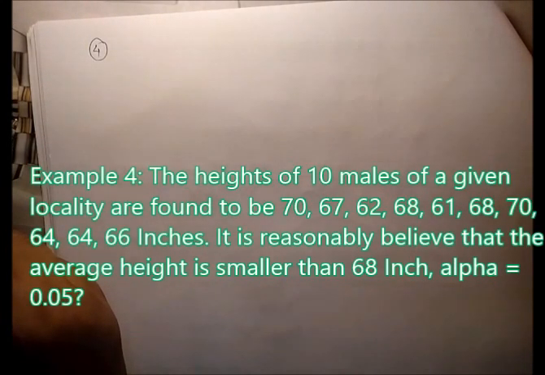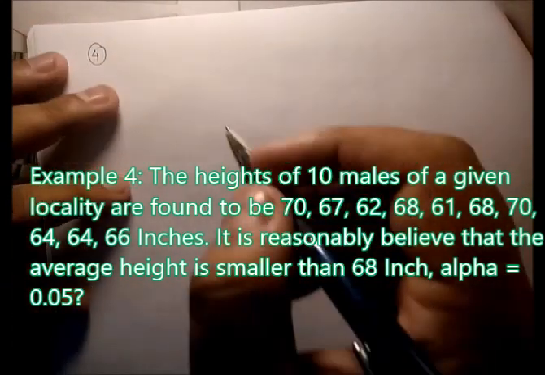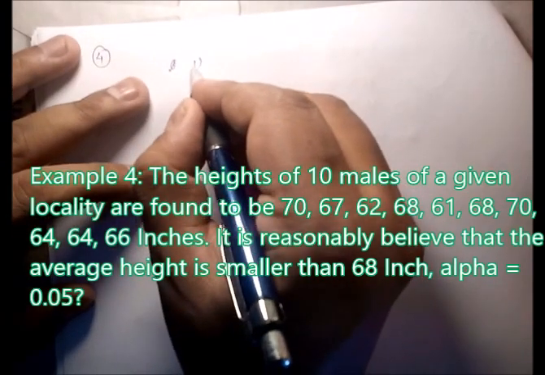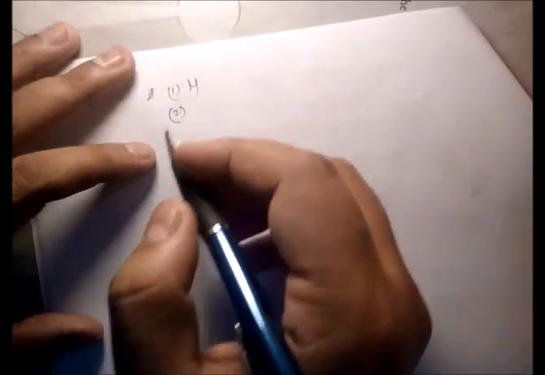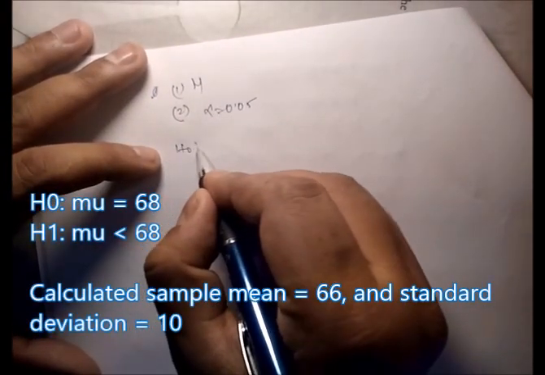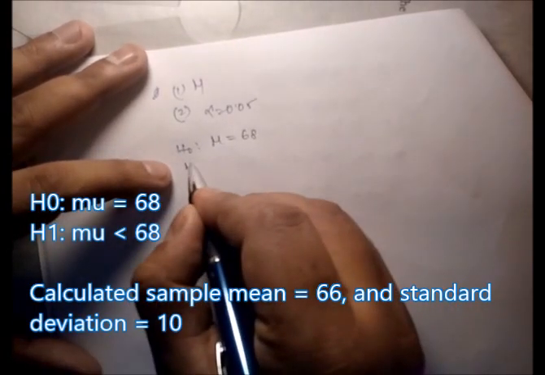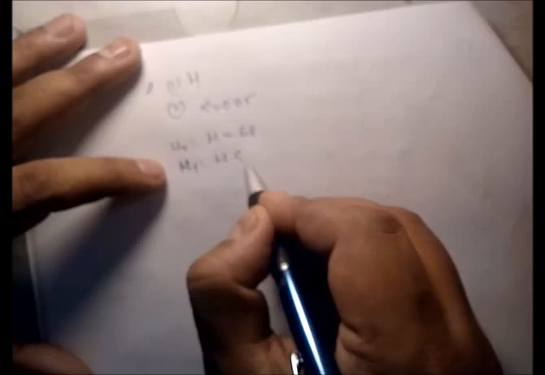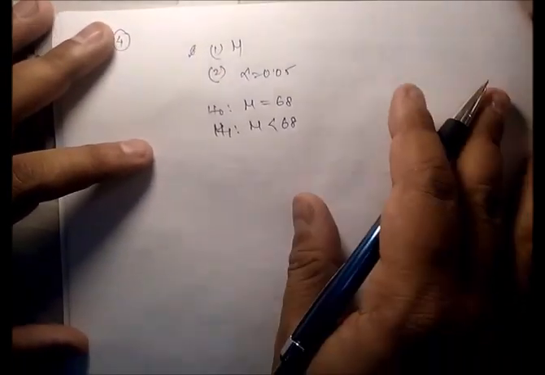The heights of 10 males of a given locality are found to be 70, 67, 62, 68, 61, 68, 70, 64, 64, 66 inches. It is reasonably believed that the average height is smaller than 68 inches. Assume alpha is equal to 0.05. The parameter of interest is mu, the height. Alpha is equal to 0.05, H0: mu is equal to 68, H1: mu is less than 68. Clear?